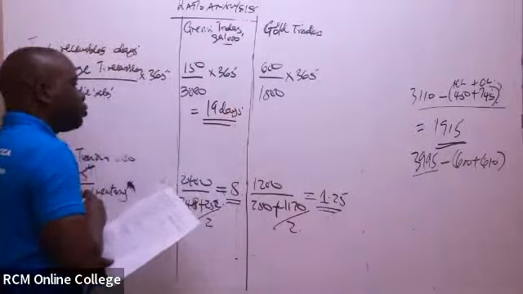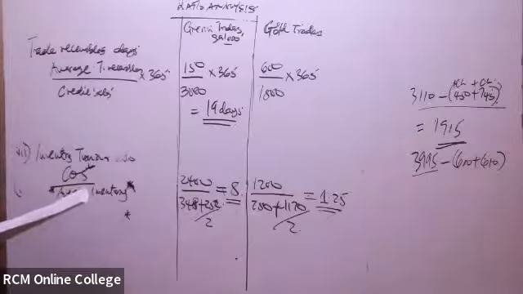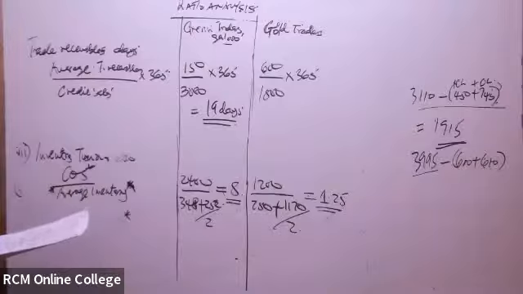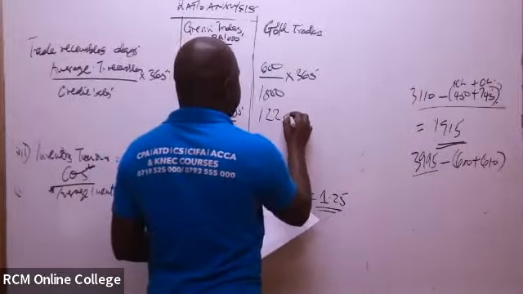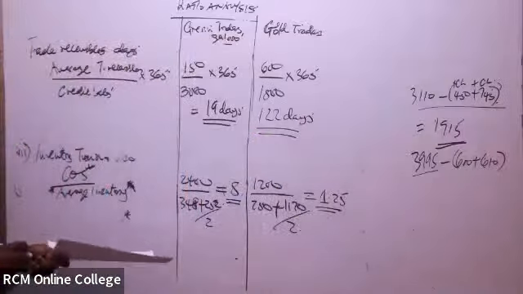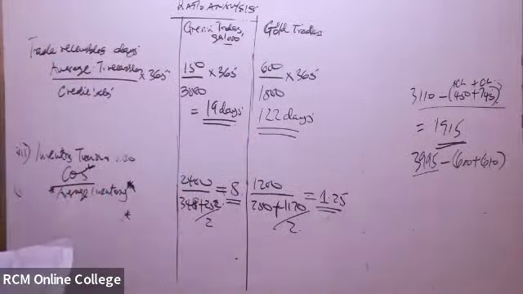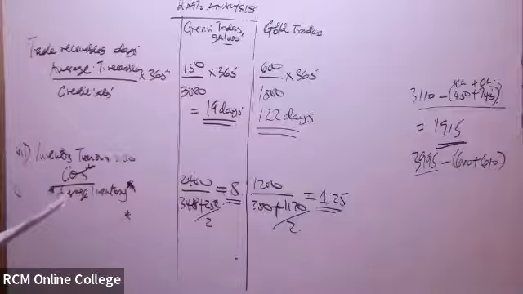They averagely take 19 days to be able to collect from their debtors. What about gold traders? 122 days. So these ones take a very long period of time. So the performance in terms of collection from debtors in gold traders is very poor. They take averagely 4 months to collect from their debtors.